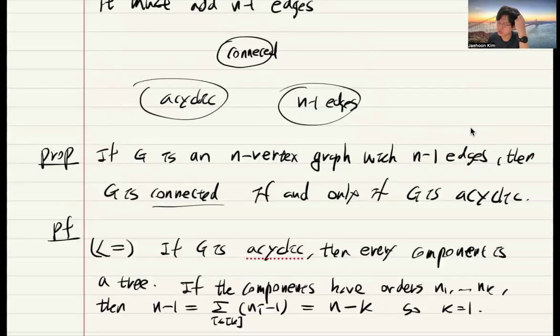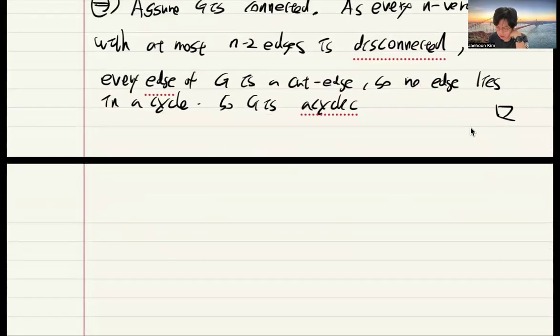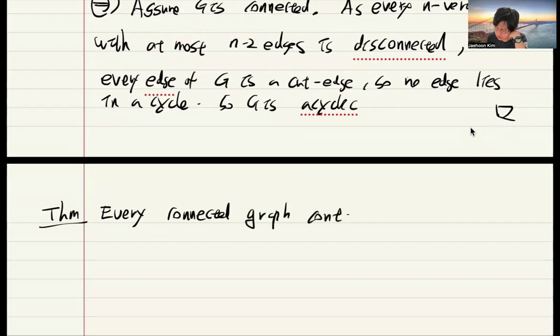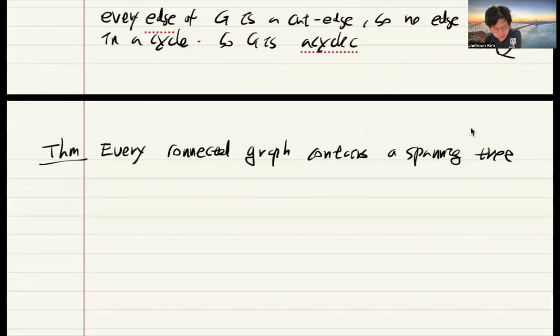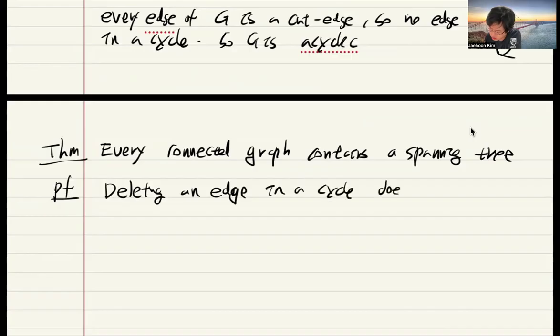So we showed that any two of these three conditions imply the third. And lastly, let's prove this theorem, which is useful in many cases. Every connected graph contains a spanning tree. The proof is again easy. By the previous proposition, what do you know? Deleting an edge of a cycle does not disconnect a graph.